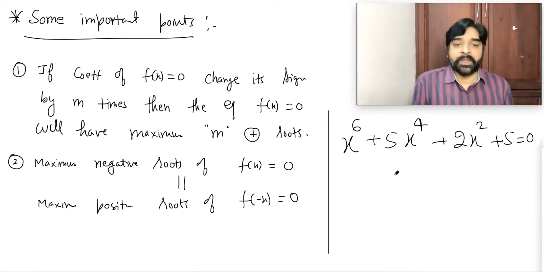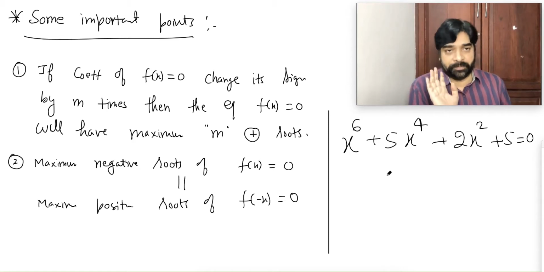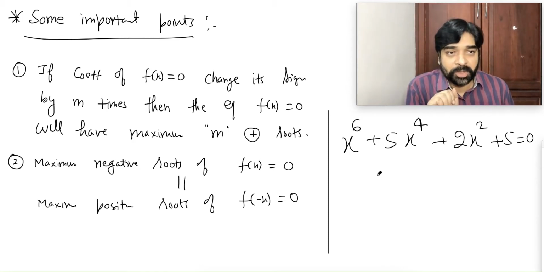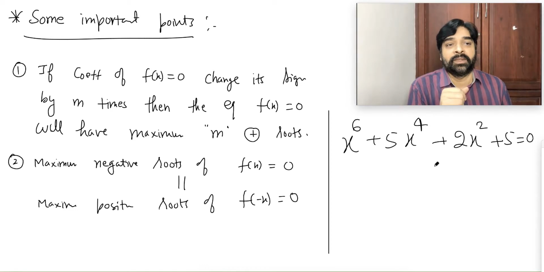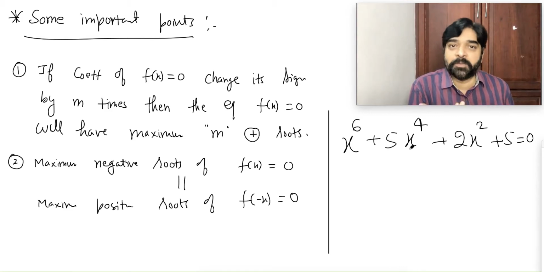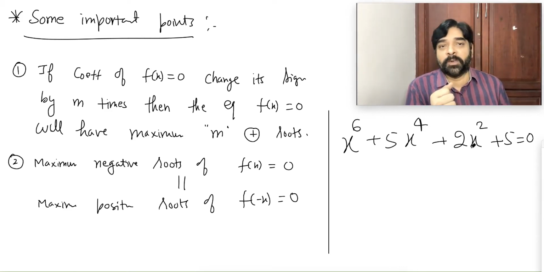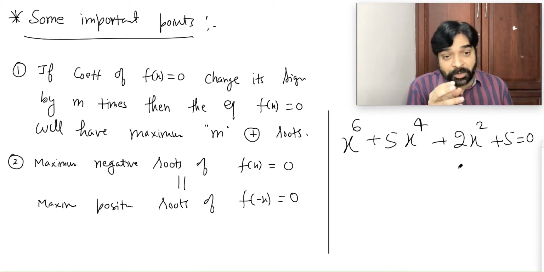Please don't write, watch it. If I ask you how many possible roots, you'll say 6 because it is a degree 6 equation. If I ask you how many maximum positive roots, no change, no change, no change, no positive root. This equation does not have positive roots. How many negative roots? Maximum negative roots: I will replace x by minus x. If you replace x by minus x, nothing changes here. Minus x power 6 will be x power 6 only, minus x power 4 is x power 4 only, minus x power 2 is x power 2 only, and there is no x here. So maximum negative roots, 0.